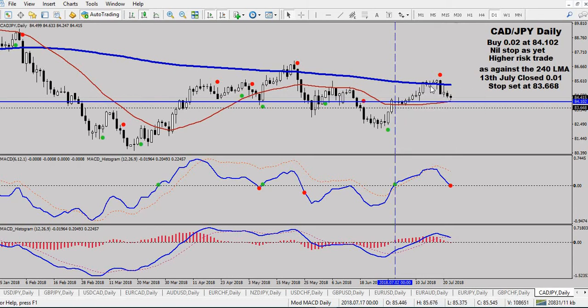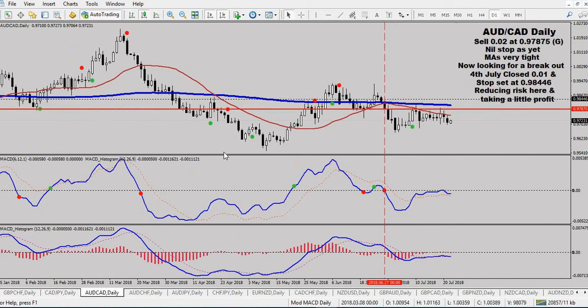probably closed out half around there somewhere on the 13th of July. Price has come down. I've got my stop down here. Tomorrow, possibly cross on the fast MACD, where I'll close out this buy and look at taking a sell if the criteria is met. But can't lose on that trade, which is a good thing, I guess. Aussie CAD in a sell back here, closed half, stop above the 240 LMA at the moment.